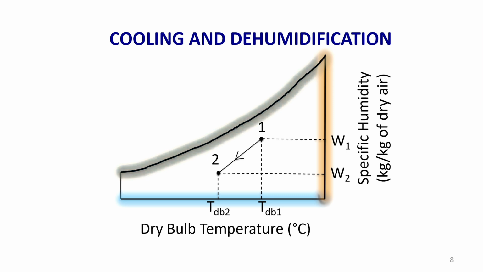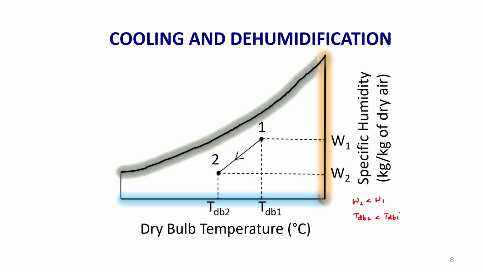So, here it is just opposite to heating and humidification. W2 is less than W1, and dry bulb temperature at point 2 will be less than dry bulb temperature at point number 1. So, both the properties, dry bulb temperature and specific humidity or absolute humidity, at the final state will be less than the respective properties at the initial state. So, this is cooling and dehumidification.